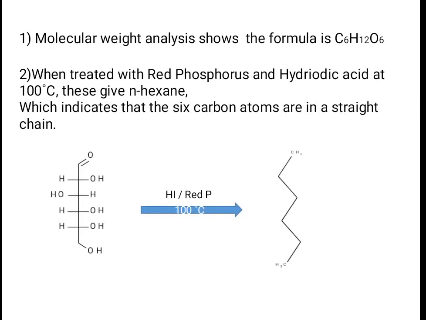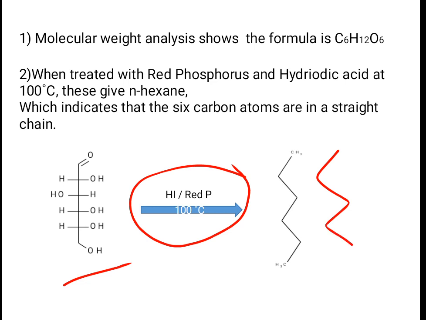Now come to properties of aldohexoses. Molecular weight analysis shows the formula is C6H12O6. When treated with red phosphorus and hydriodic acid at 100 degrees centigrade, these give n-hexane, which indicates that the 6 carbon atoms are in a straight chain. So if you take an aldohexose and treat it with red phosphorus and hydriodic acid, HI, you will get n-hexane.